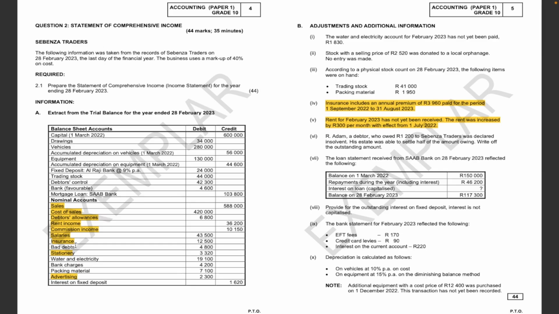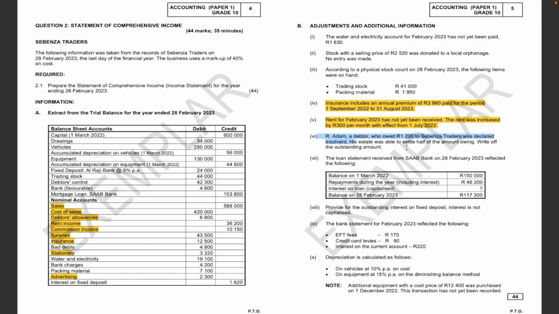So I've got bad debts coming up next, so I know that it is an expense, so I'm going to put it here. The amount we are given here is 4,800, but we have to look at additional information and see if there's anything regarding bad debts. For the sake of time, I'll just show you. It's here. We are told Adam, a debtor who owed 1,200 rand to Sebenza Traders, was declared insolvent. They'll always use words like those: declared insolvent, or his amount was considered irrecoverable, or you decided to write it off because you cannot find the debtor any longer, or is inaccessible. His estate was able to settle half of the amount owing, write off the outstanding amount.